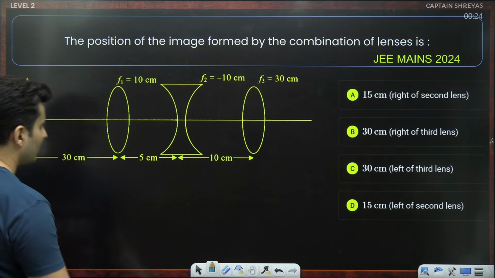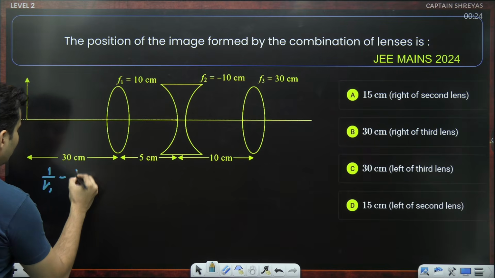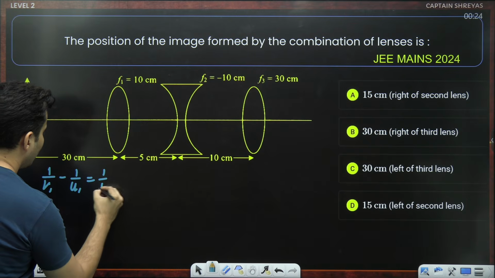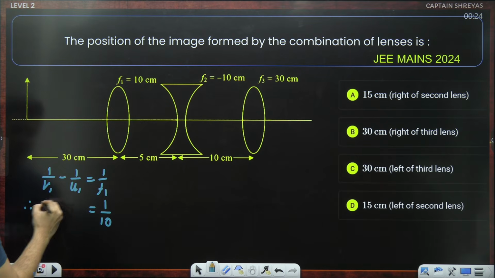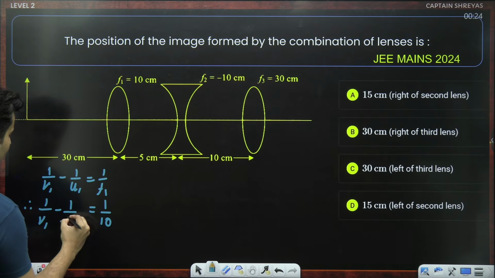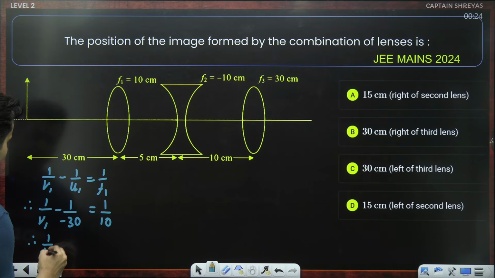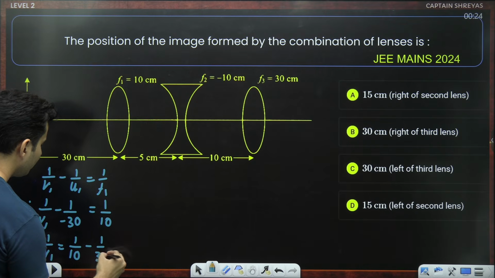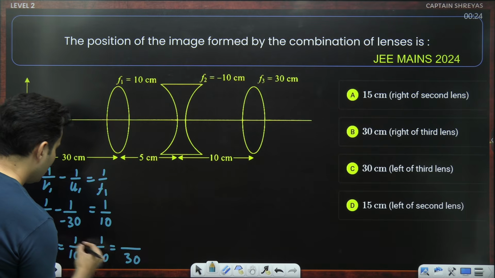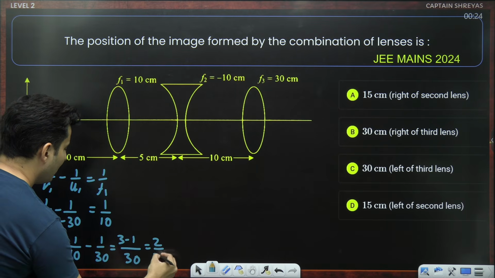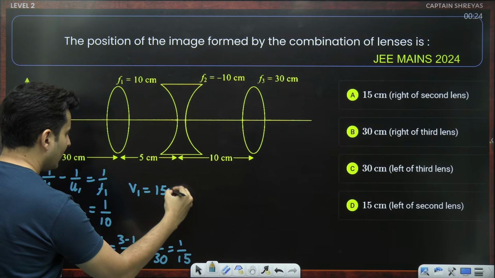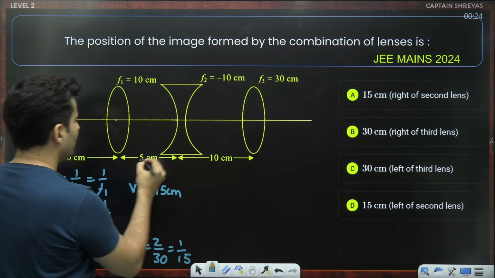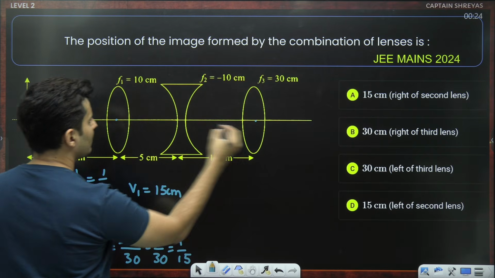So if you use the first lens formula, 1 by v1 minus 1 by u1 is equal to 1 by f1. 1 by f is basically plus 10 because it's convex. v1 I don't know, object distance is minus 30. So 1 by v1 will be 1 by 10 minus minus plus. On the other side it will again become minus. So LCM is 30. So 3 times minus 1. So it will be 2 by 30, which is 1 by 15, which means v1 is plus 15 centimeters. So from here 15 centimeters, this is 5, this is 10, so somewhere here. So the image is formed here.